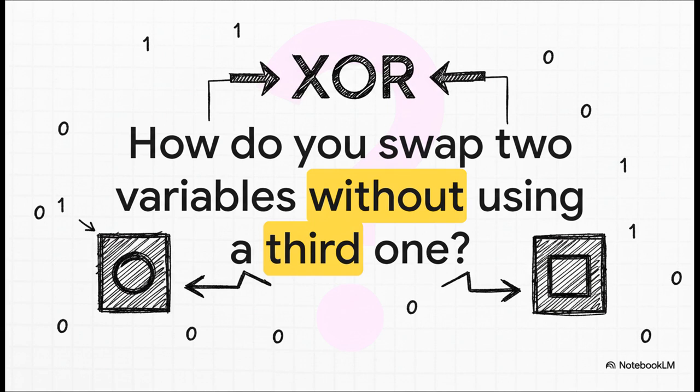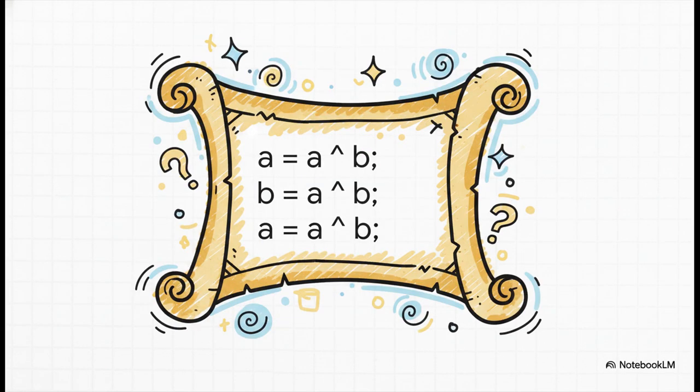It seems impossible, right? Well, believe it or not, this is the answer. Just 3 cryptic-looking lines of code. No temporary variables anywhere. And this little sequence perfectly swaps the numbers every single time. The big question is, how on earth does that even work?